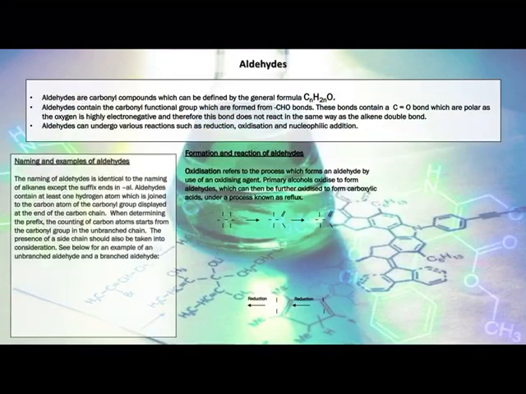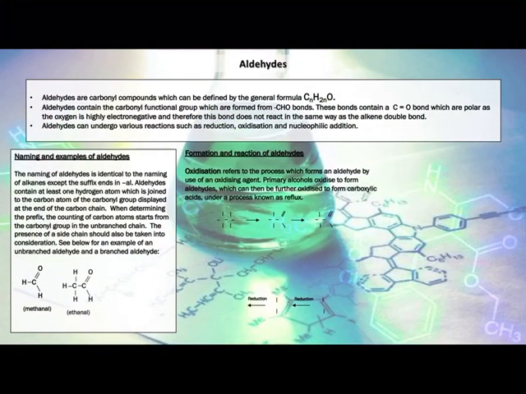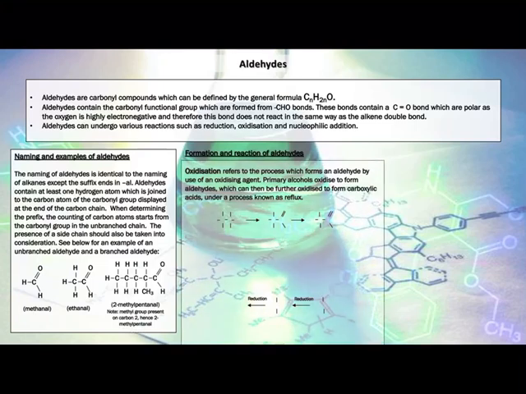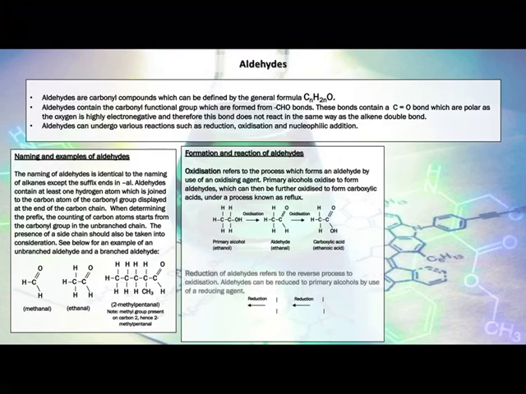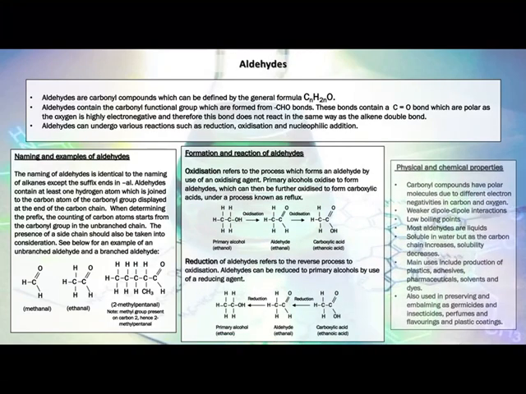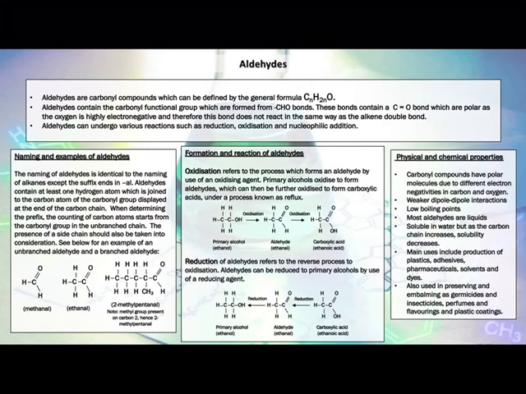Now, aldehydes is our next one. These are carbonyl compounds, which can be defined by a general formula, CnH2nO. Aldehydes contain the carbonyl functional group, which are formed from CHO bonds. These contain a carbon-oxygen double bond, and they can undergo various reactions such as reduction, oxidation, and nucleophilic addition, which we have some examples of.